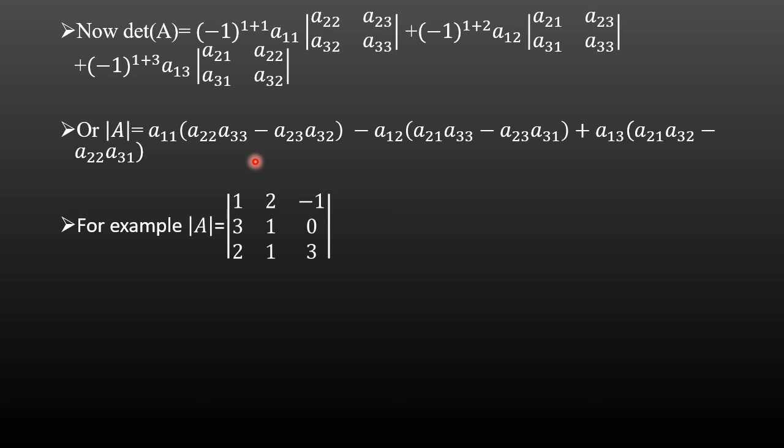If you want to expand along the second row, then a11 will not come here; it will be a21, and (-1) raised to 2 plus 1, that is 3, so it would be minus a21 and the determinant obtained by deleting the second row and the first column, because of a21. Similarly you can proceed, and in the end you should add all three elements.